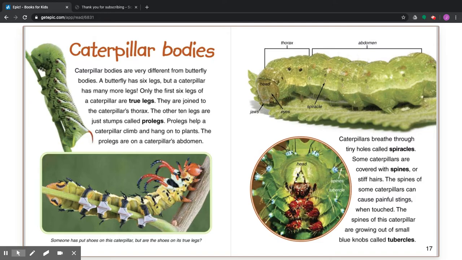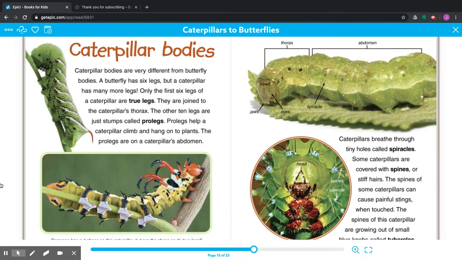Caterpillar bodies are very different from butterfly bodies. A butterfly has 6 legs, but a caterpillar has many more legs. Only the first 6 legs of a caterpillar are true legs. They are joined to the caterpillar's thorax. The other 10 legs are just stumps called prolegs. Prolegs help a caterpillar climb and hang onto plants. The prolegs are on a caterpillar's abdomen.